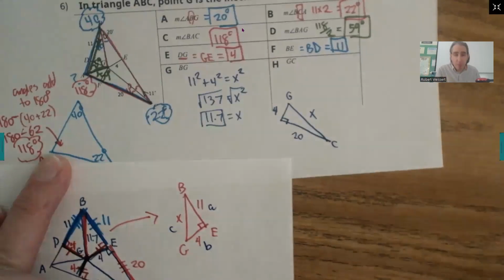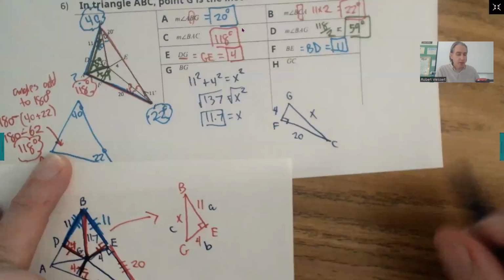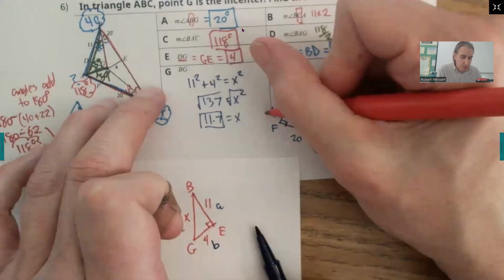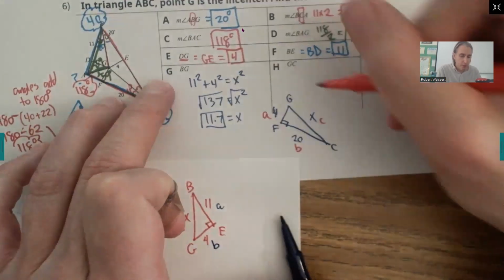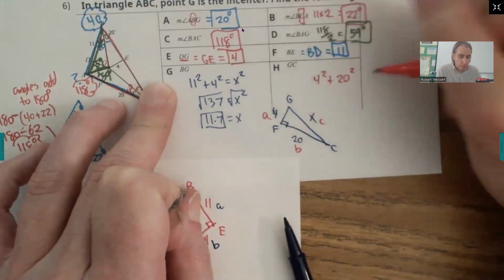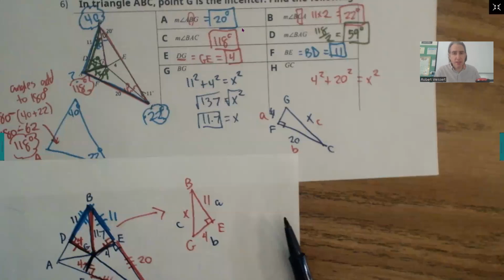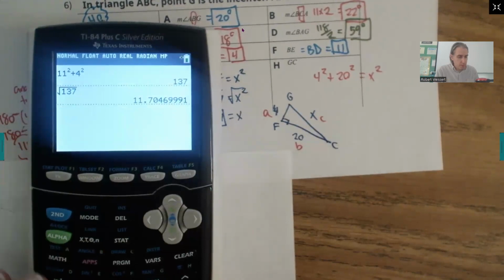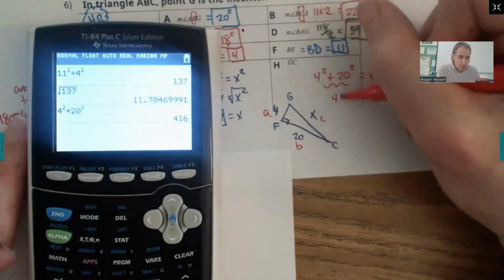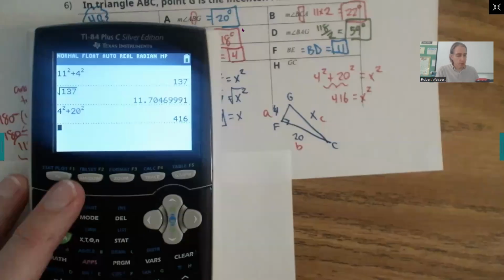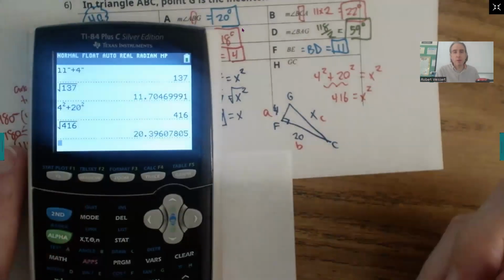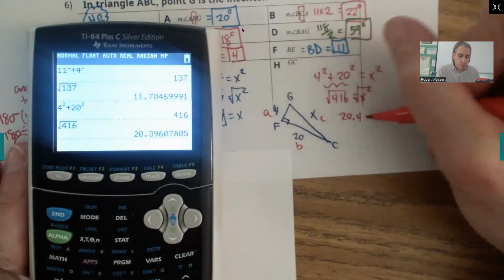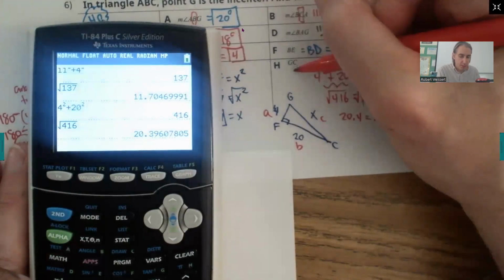Once again, I'm solving for the hypotenuse in that triangle. That's going to be a very similar setup to answer our letter H here. So it's going to be a squared plus b squared equals c squared. We'll say 4 squared plus 20 squared equals x squared. Try to solve that, see what you get. 416, take the square root of that number. You'll get about 20.396. I'll round that up to 20.4. So my length for GC is going to be about 20.4.